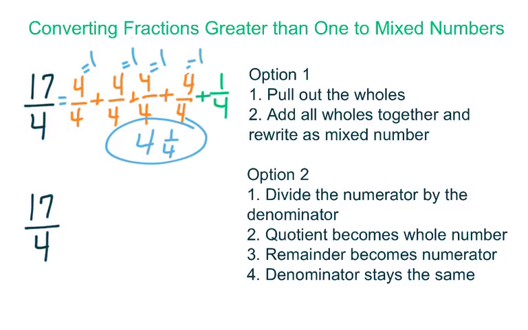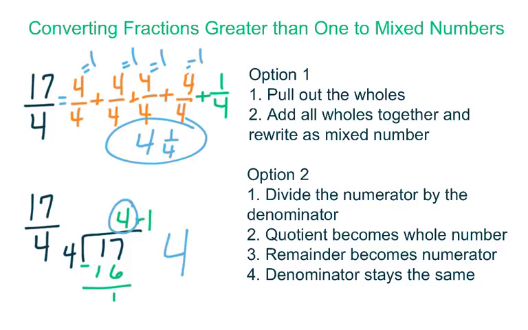My other way that I can do this is through division. So I'm going to set up my problem. 17 divided by 4. 4 goes into 17 4 times. 4 times 4 gives me 16, and I'm left with a remainder of 1. Now I go to step number 2. So my quotient, that's this part, becomes my whole number. My remainder becomes my numerator, and my denominator of 4 stays the same. Either way you do it, you're going to get the same answer, 4 1/4.